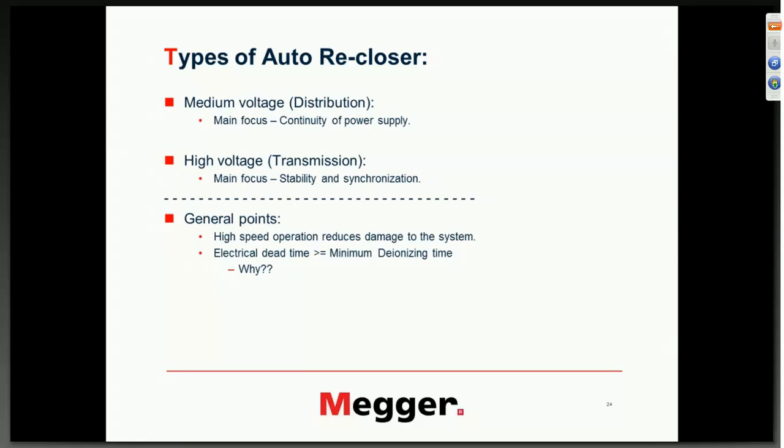In case of a medium voltage, those are in the distribution system. The main focus will be on continuity of the power supply. So again, the auto reclosure does not decide whether it has to go for continuity of the power supply or the stability. It is the controller's job to decide whether the auto reclosure should issue a 4-shot or 3 shots or 2 shots or 1 shot. It is up to the controller to decide.